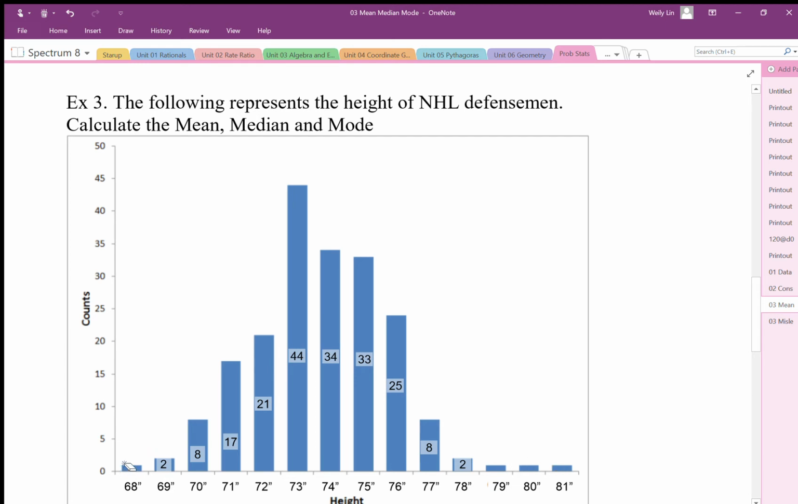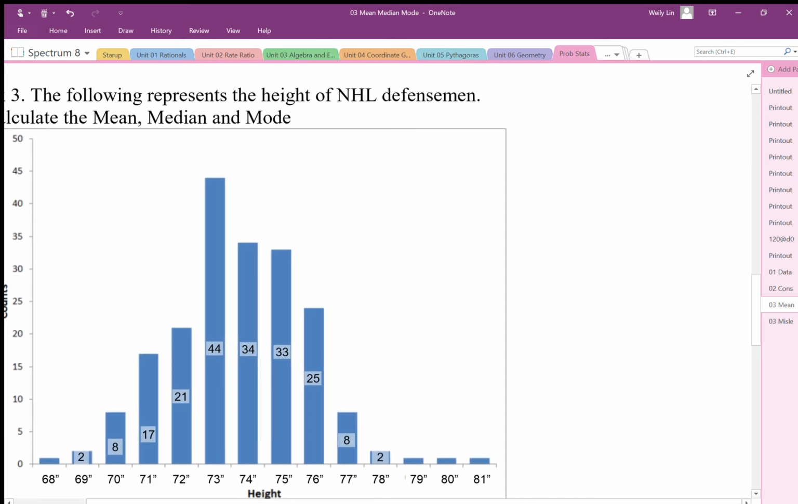So this is 68 inches, which is 5'8". 72 inches is 6 feet. And this one is 78, which is 6'6", so they're pretty tall guys. So here is 6'1", that looks to be the most frequently occurring. In fact, when we have a bar graph like this, we can calculate the mode very easily. So let's do that first.